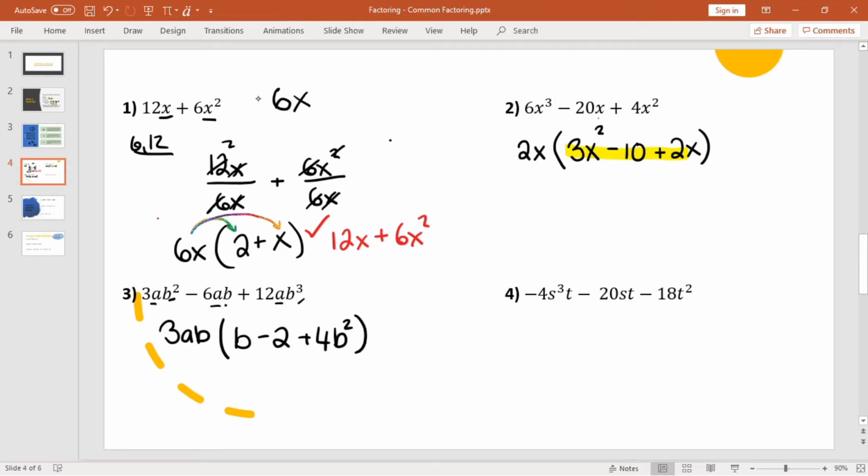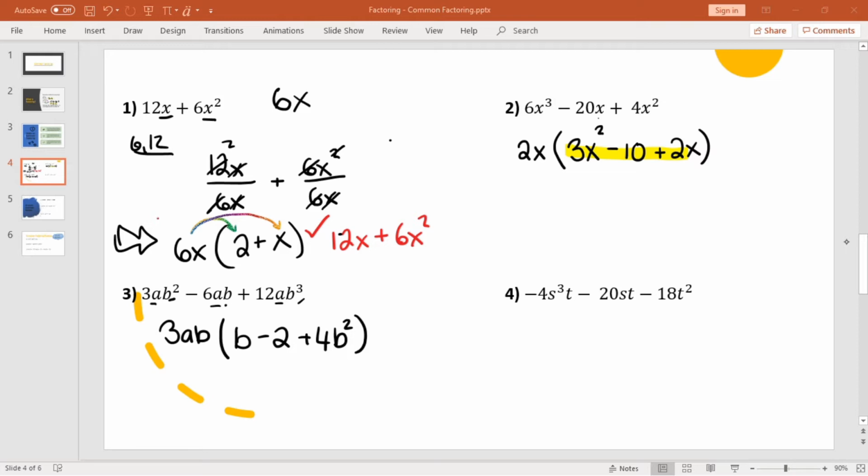And once again, if you're not sure, do that distribution like we did in number 1 and see if you get back to the original question. And let's go over and look at number 4 now. So in the next slide or the slide after, I have a note where I say always take out the negative of the leading term. So I'm just going to take out the negative because it'll make everything look nicer inside.